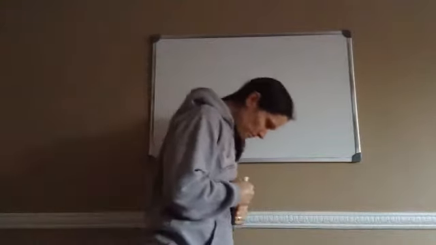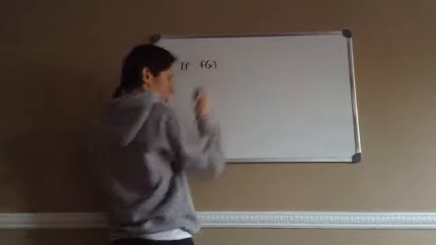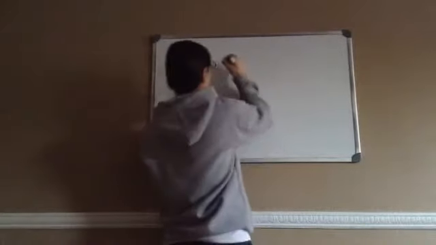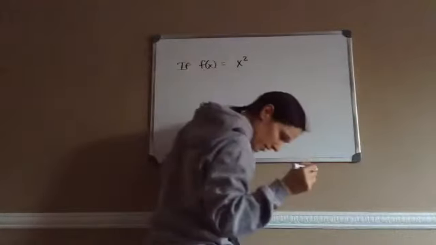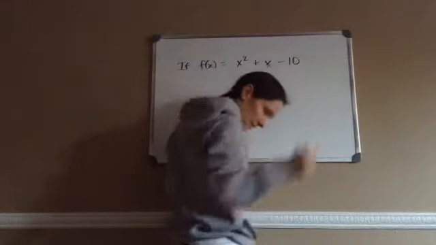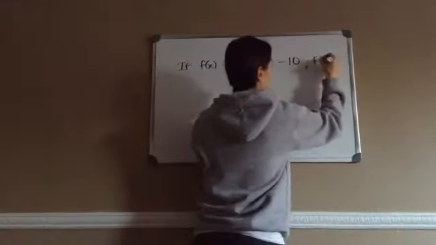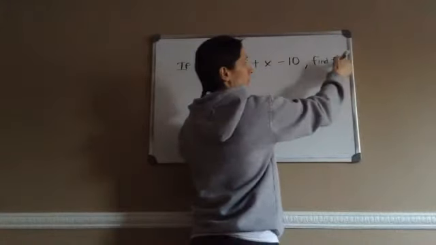82. This one is on evaluating functions and then domain and range. Okay, so for example, if f of x, function of x, is x squared plus x minus 10, and then it says this, find the function of 5.